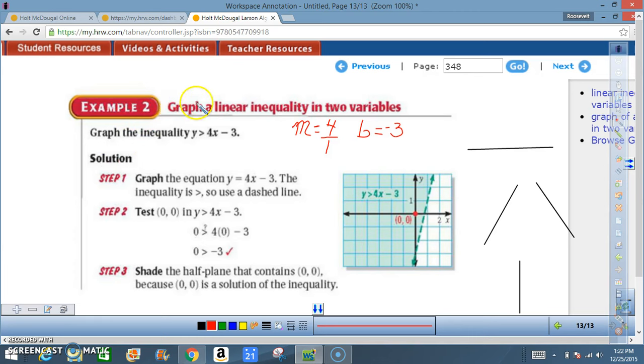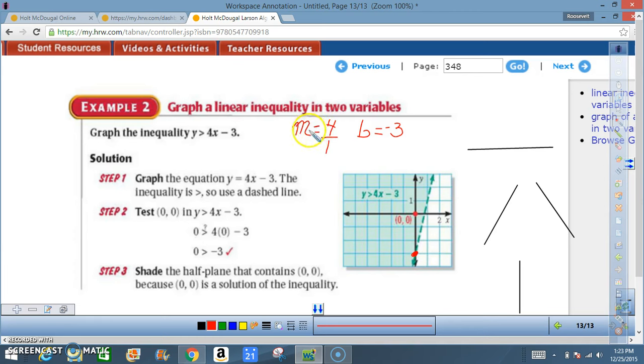Example 2. Graph a linear inequality in two variables. Graph the inequality y is greater than 4x minus 3. Now, you can't graph the inequality if you don't know how to graph in slope-intercept form. Here, we're going to give you a quick review as we do the problem. The slope is 4 over 1, and the y-intercept is a negative 3. You graph the y-intercept first, negative 3. I'll go right here, and right there is my negative 3.